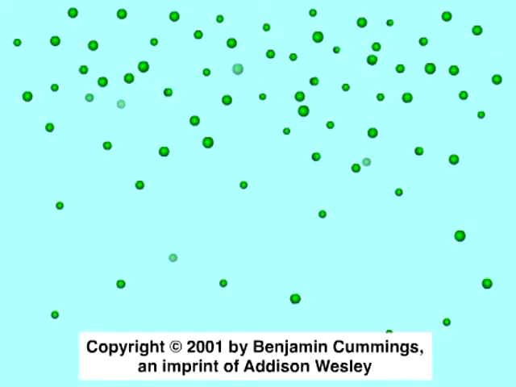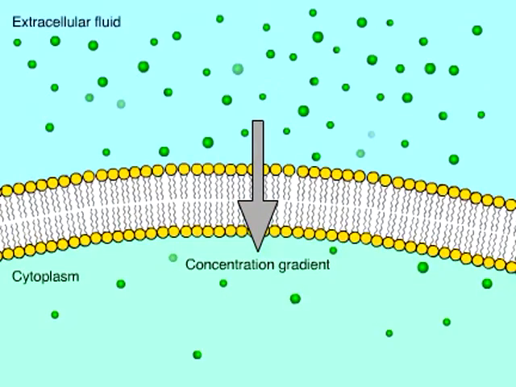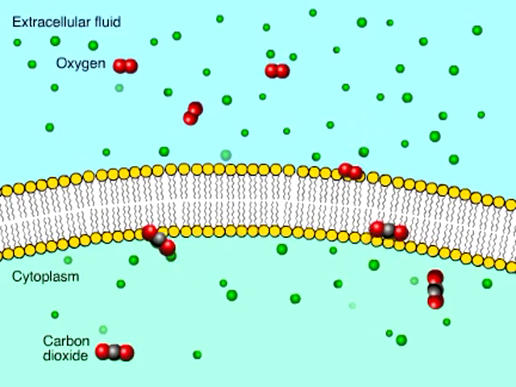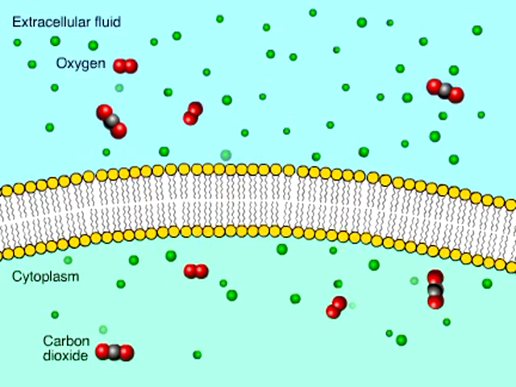Oh, not too late. Diffusion is the tendency for particles of any kind to spread out from where they are more concentrated to where they are less concentrated. This process can also be described as molecules moving down their concentration gradient. Diffusion across a biological membrane is called passive transport, since the cell expends no energy to move the molecules. Oxygen and carbon dioxide molecules move into and out of cells by passive transport.